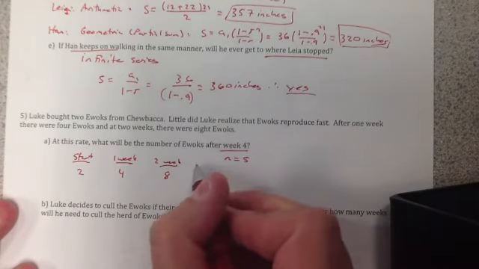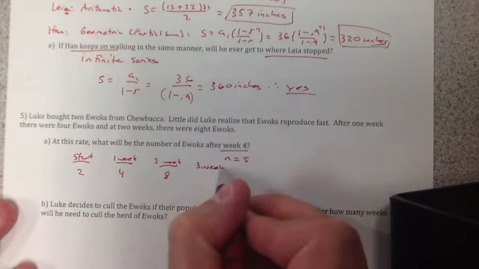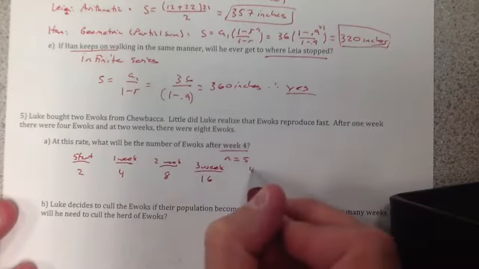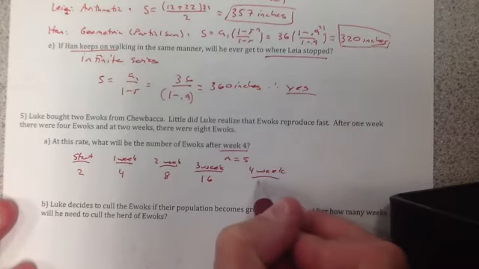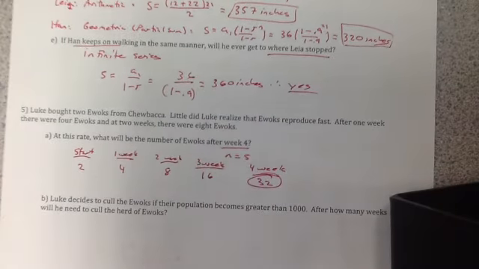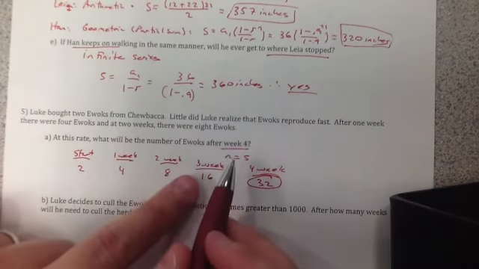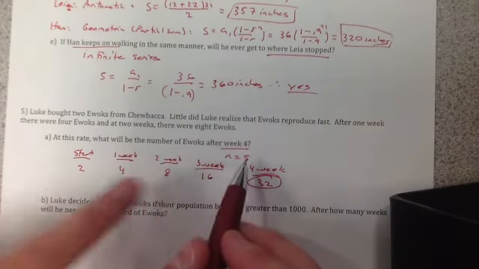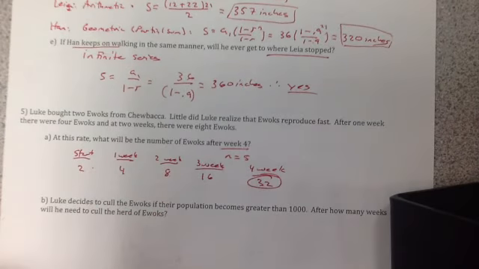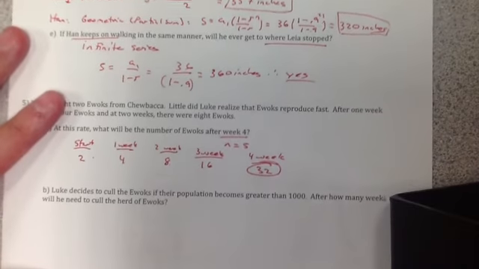So if I'm looking for the third week, we get 16. And the fourth week, we get 32. Now for something like this, 5, I would just keep with the pattern. But I like doing this because we can see why n is 5. There are 1, 2, 3, 4, 5 terms for this one. And that becomes important for part D.